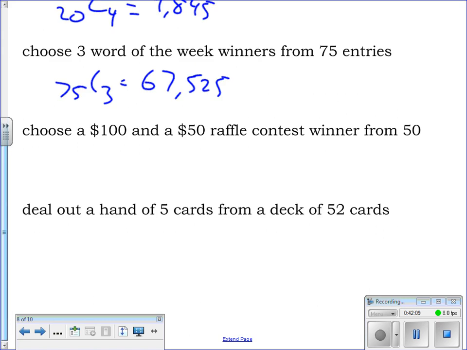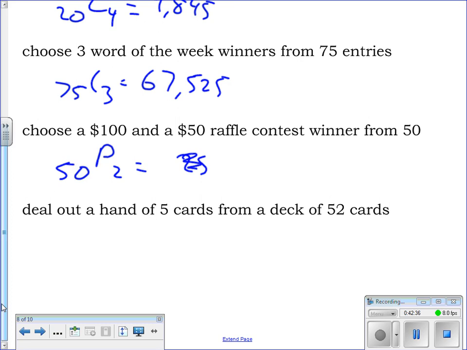Okay. Choose a $100 winner and a $50 winner from a group of 50. Does order matter? Yeah, you bet it does. There's a $50 difference between being first and second. Order really matters. So would this be a combination or a permutation? Permutation. Order matters. And 24 or 50? 22. Why is it 2?